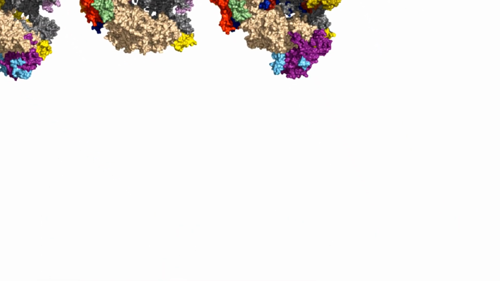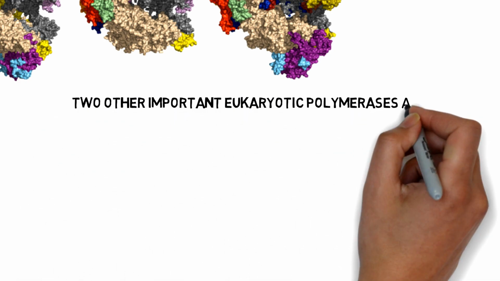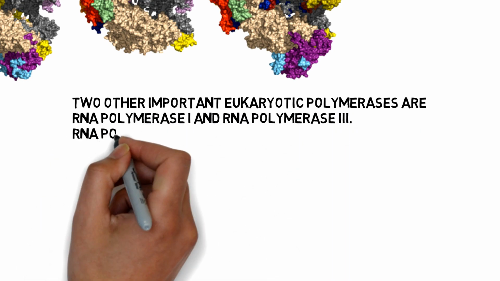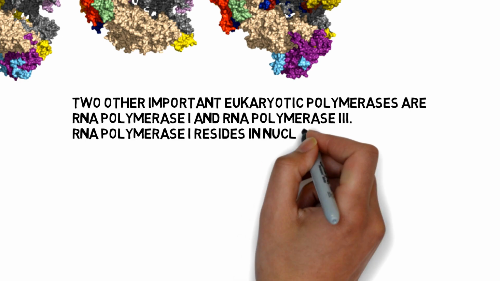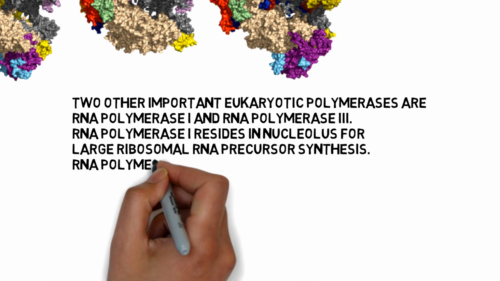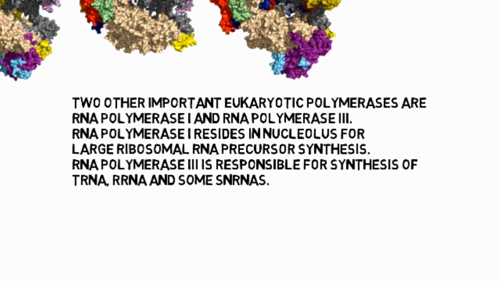Two other important eukaryotic polymerases are RNA Polymerase I and RNA Polymerase III. RNA Polymerase I resides in the nucleolus for large ribosomal RNA precursor synthesis, while RNA Polymerase III is responsible for synthesis of tRNA, rRNA, and some snRNAs.